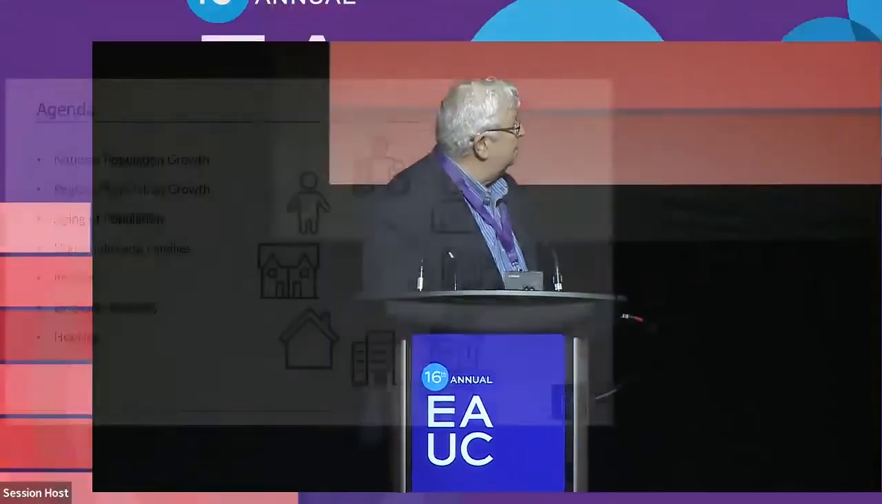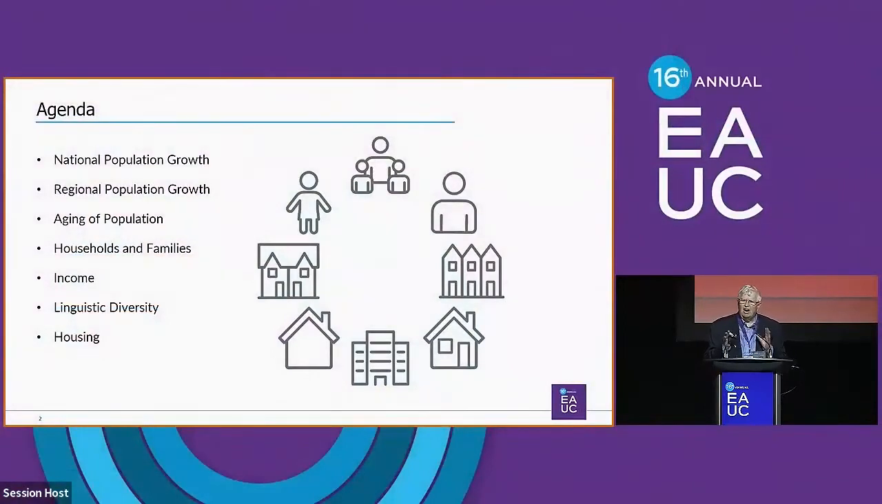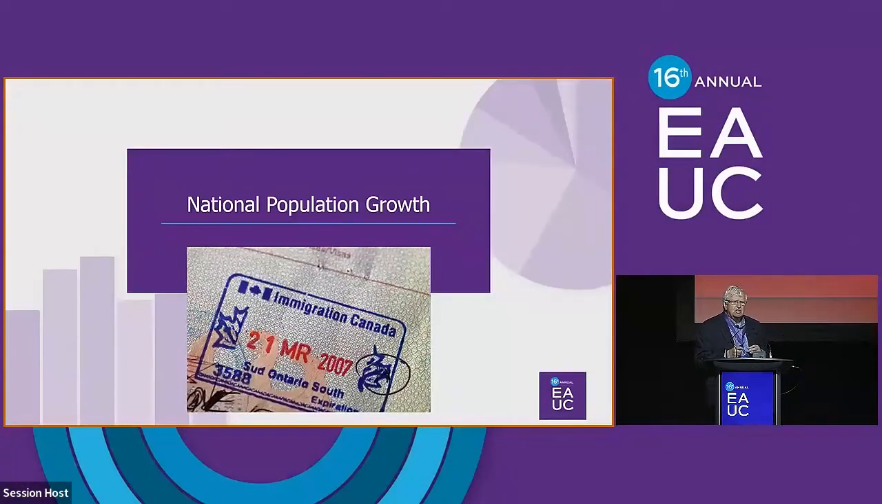So what I would like to do is to talk about the highlights that I saw in the first 5 releases, and in particular focus on the challenges and opportunities that the various trends present for governments, for businesses. I'm going to cover 7 different topics, one by one. We'll start with the big picture on national population growth.